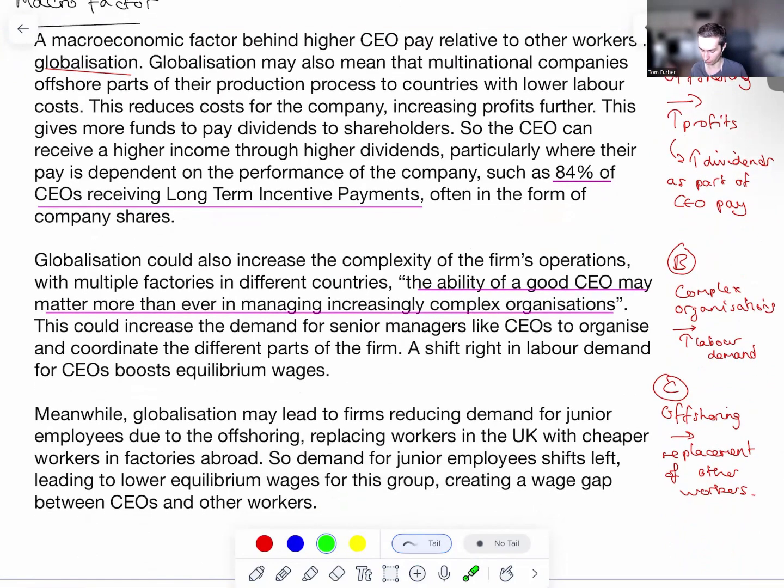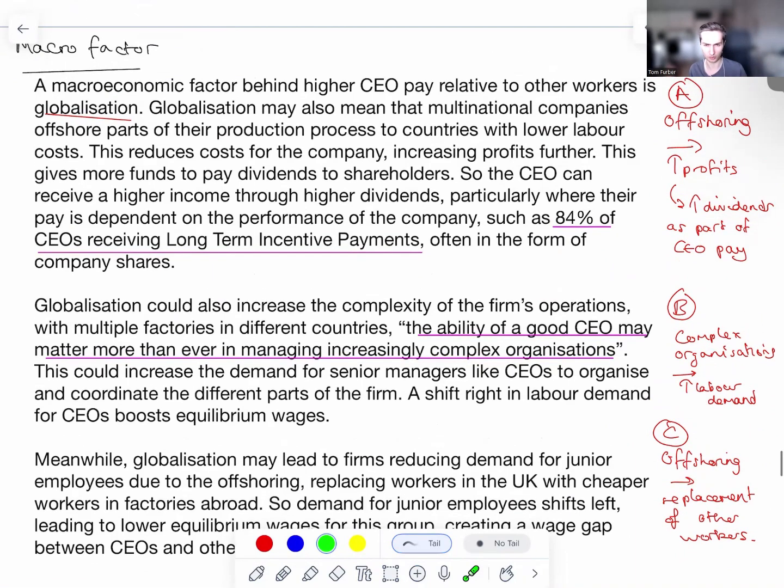Also, there's this idea that offshoring would lower wages for other workers because it would replace workers, let's say in the UK, by cheaper labor abroad. Let's go through it in more detail.